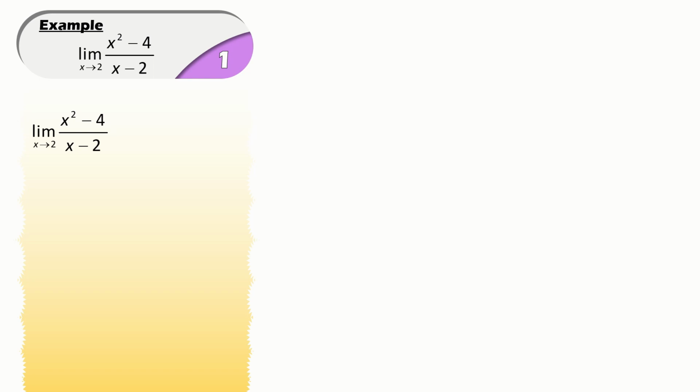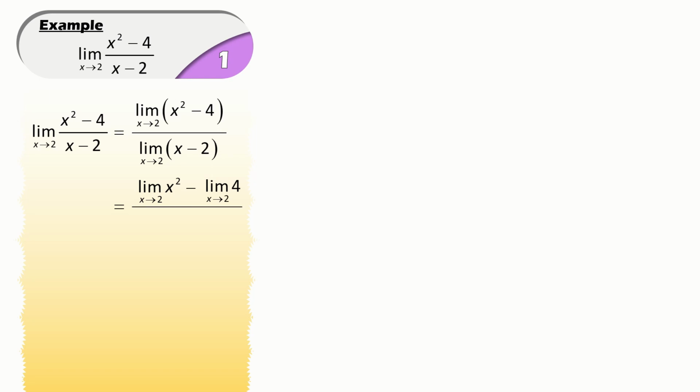We have the limit of the numerator and the limit of the denominator. Next, apply sum and difference property to numerator and denominator. We have the limit of x squared as x approaches 2, subtracted it to the limit of 4 as x approaches 2, over limit of x as x approaches 2, subtracted it to the limit of 2 as x approaches 2.